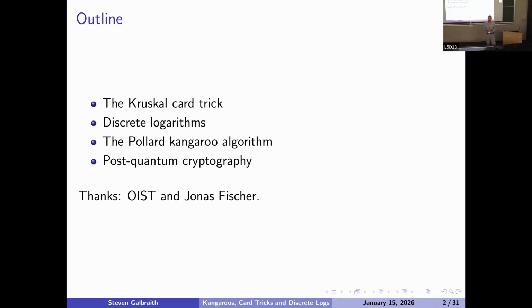So this is in theory a general audience talk. Certainly the card trick can be understood by a high school student. The bit about discrete logarithms is best if you know some basic algebra, early university algebra. But apart from that, it's more or less an elementary talk. Okay, so we start with this trick.